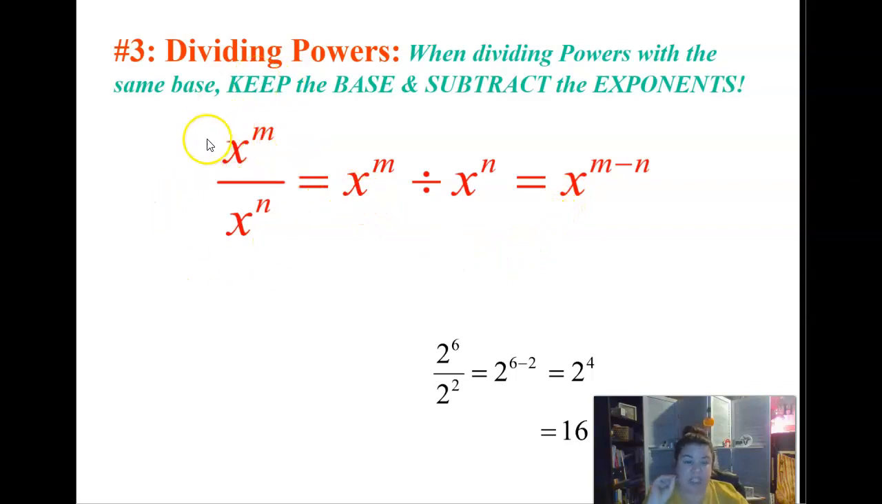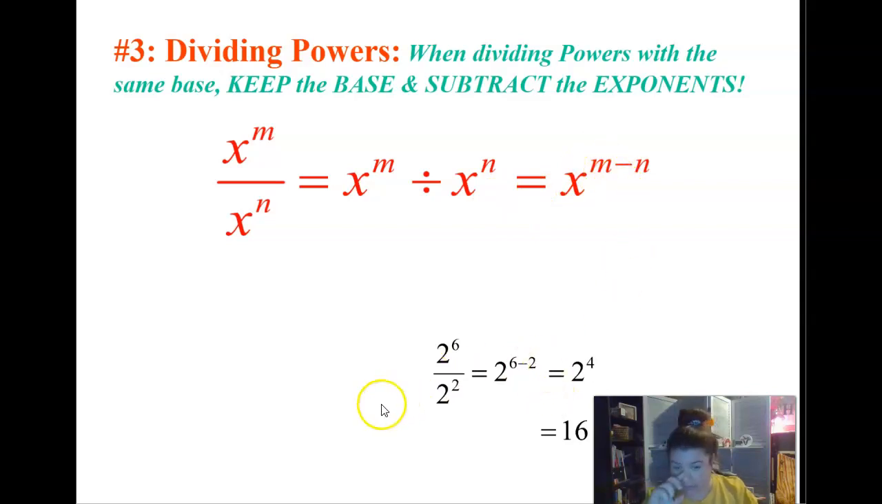So remember, even if it looks like a fraction, it's always a division, because that fraction line there means divide. Okay? So we have x to the m divided by x to the n, which will be x to the m minus n.